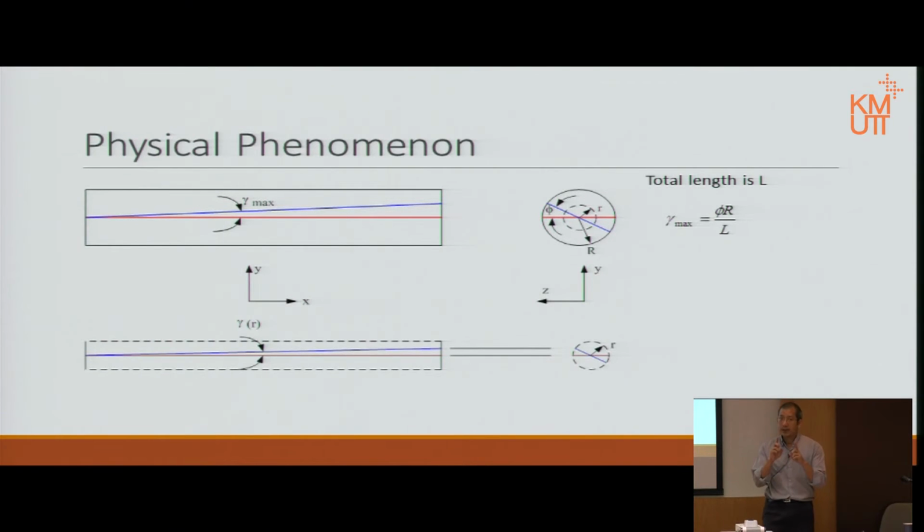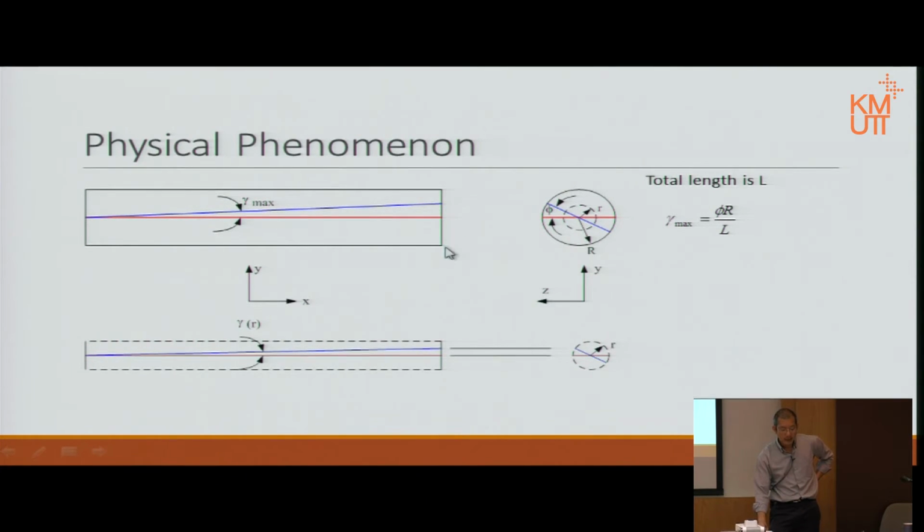Confused? Let me try again. Gamma max is at the outer rim, calculated from that picture. If the angle is small enough, tangent of the angle is equal to the angle itself. Therefore, gamma max will be that side from that red line to that blue line, divided by total length here, which we indicate as capital L.